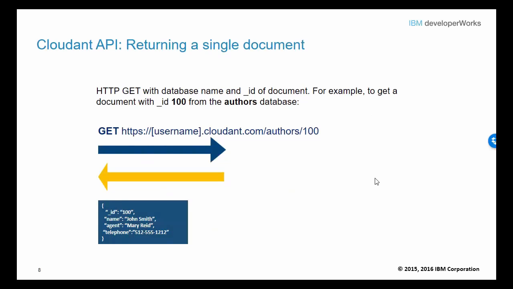So now let's go through the API and look at a few operations. So the first operation we'll look at is a very simple one. How do you return a single document? Well, it uses the HTTP GET verb with the name of the database and the ID of the document in the URL. And here's an example of getting a document with ID 100 from the authors database. And as you can see, it's a GET request with the appropriate URL followed by the name of the database, authors, followed by the ID of the document.